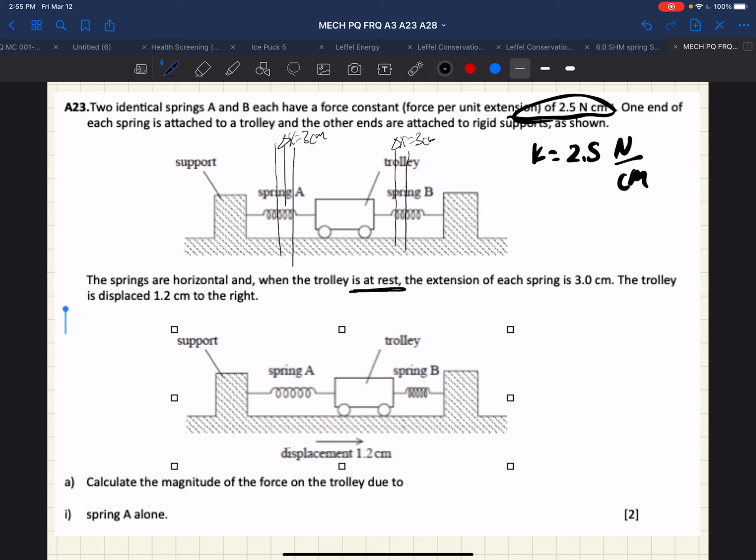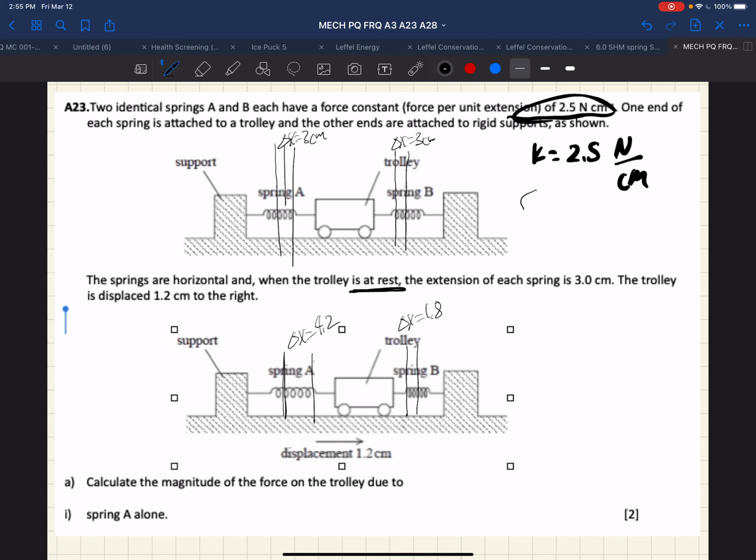Then the trolley is displaced 1.2 centimeters to the right. So we add 1.2 centimeters, and this delta x becomes 4.2. And this delta x goes from being 3 to 1.8. 3 minus 1.2 is 1.8.